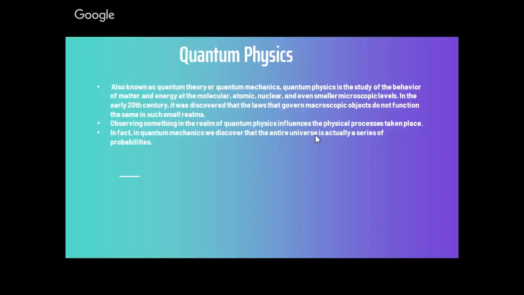In fact, in quantum mechanics, we discovered that the entire universe is actually a series of probabilities. For example, right now I'm writing, but in another place, another world, I may be doing something else, maybe eating or swimming. So that's what quantum physics is all about. Just imagine the number of possibilities that can happen at once.